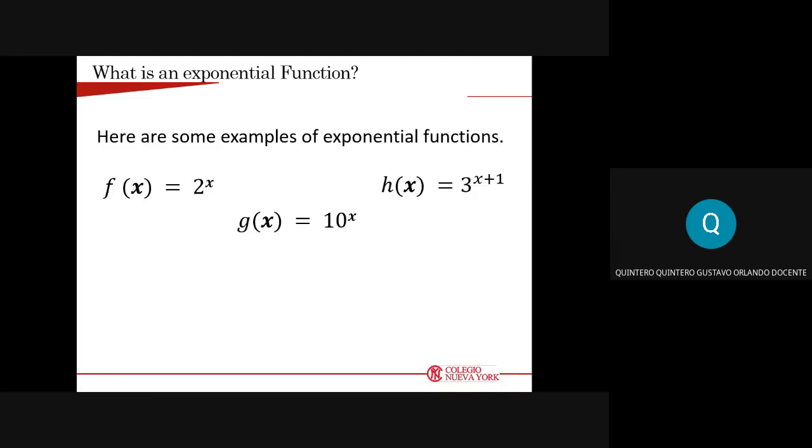How do we know? Simple, because 2 is the value that is being elevated to the x. So 2 is the growth factor, the base of the exponential function. Beautiful. But what about the initial value?